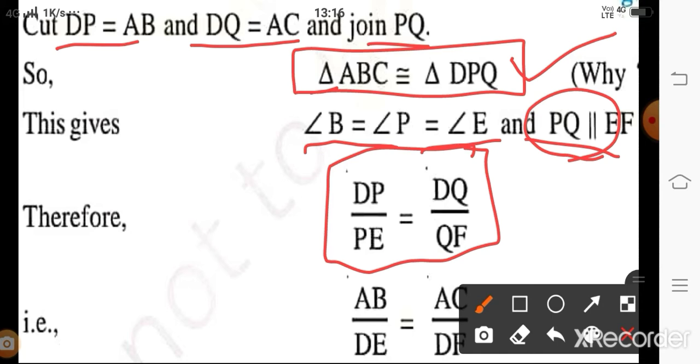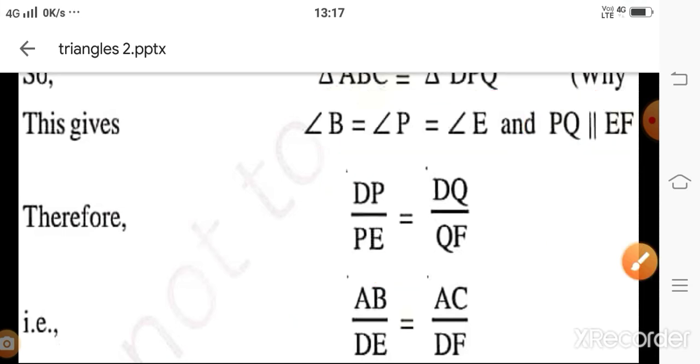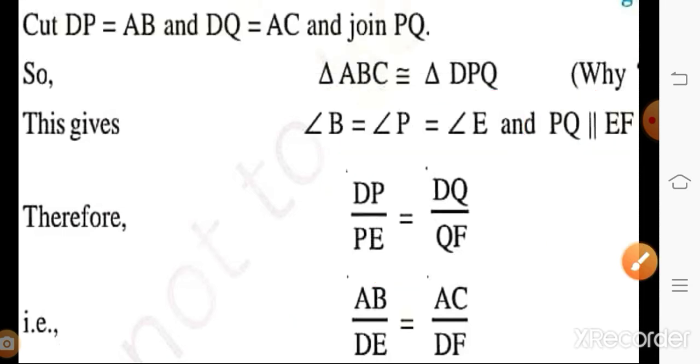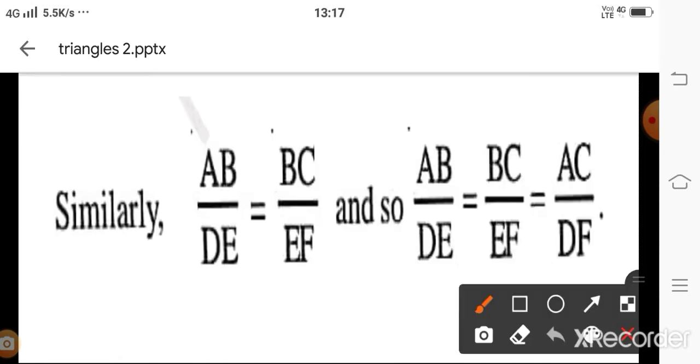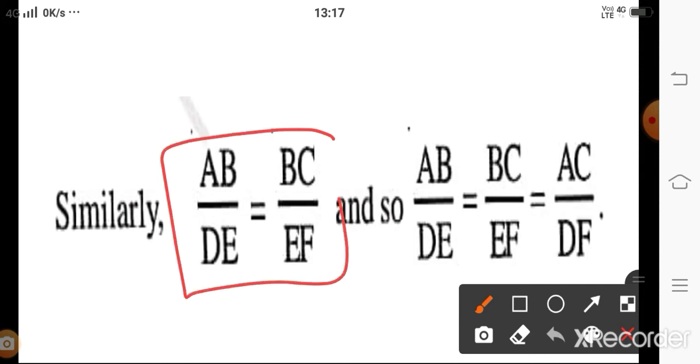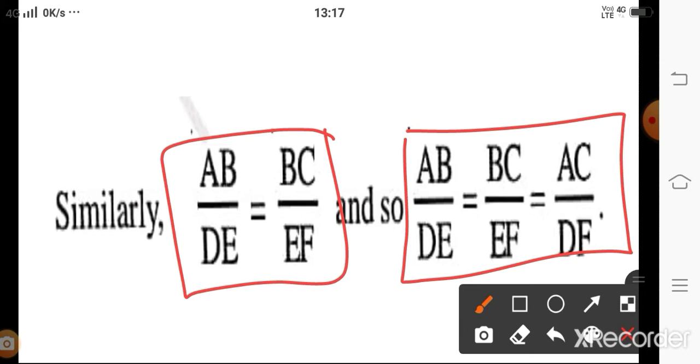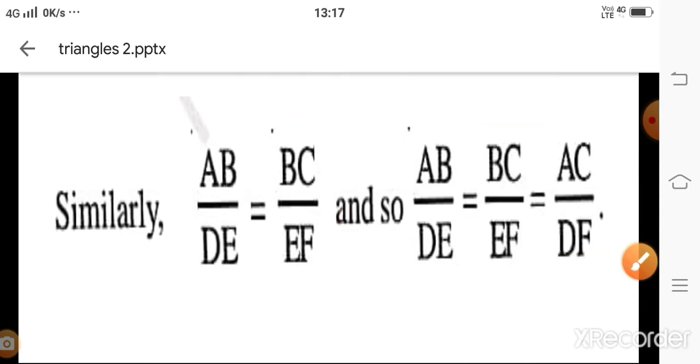And then in place of DP, if you write AB, and AC in place of DQ, then PE is equal to DE. Then what we are getting is AB upon DE is equal to AC upon DF. And if we have this, then we are able to write AB upon DE is equal to BC upon EF, and similarly AB upon DE is equal to BC upon EF is equal to AC upon DF. It means the corresponding sides are proportional.